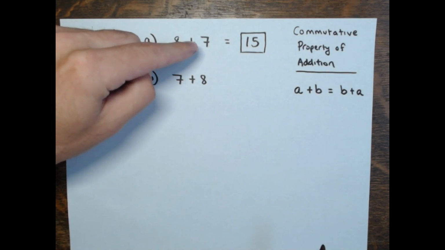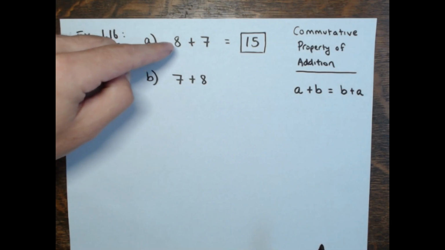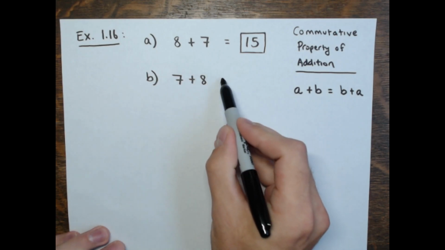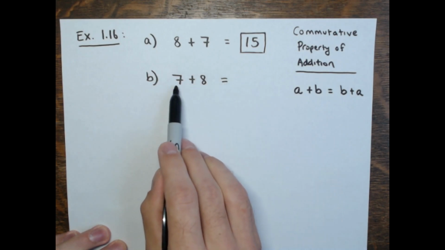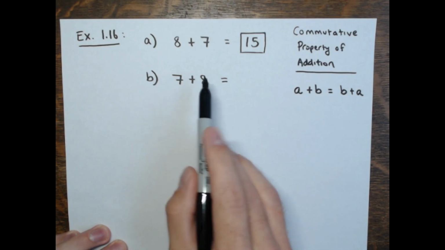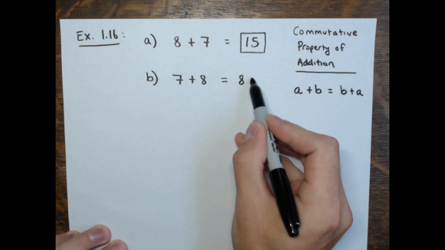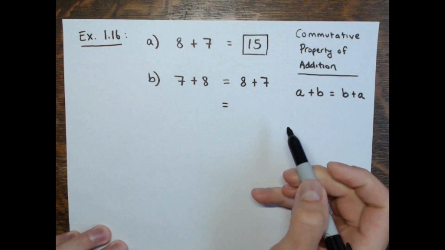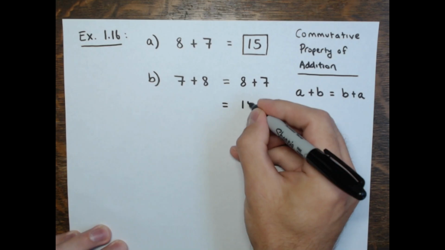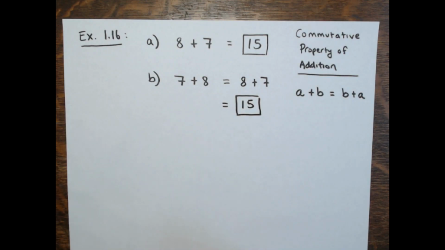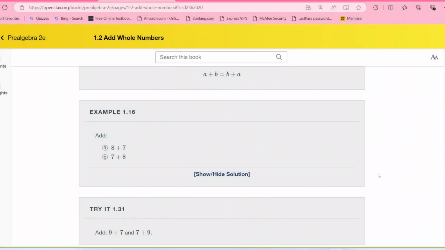So here I have 8 plus 7 in this order. 8 comes first, 7 comes second. I got a sum of 15. Well, what we're being told, this commutative property of addition says that 7 plus 8 should be exactly the same as 8 plus 7, right? Switching the order of the addends shouldn't matter. And either way, you're getting a sum of 15. So both of those should be 15.